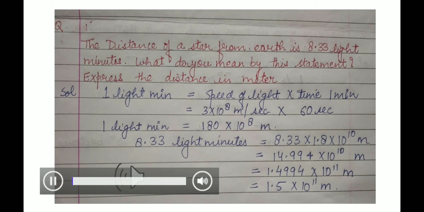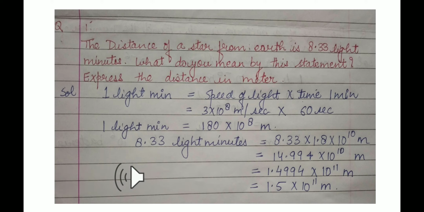So here we have the distance of a star from Earth is 8.33 light minutes. What do you mean by this statement? And express the distance in meter. Light years we had studied, distance traveled by light in 1 year. So light minutes will be distance traveled by light in 1 minute. So we will calculate speed of light into time in 1 minute. So 3 into 10 to the power 8 meter per second into 60 seconds, which comes to 180 into 10 to the power 8 meters. So we'll multiply this by 8.33 light minutes.